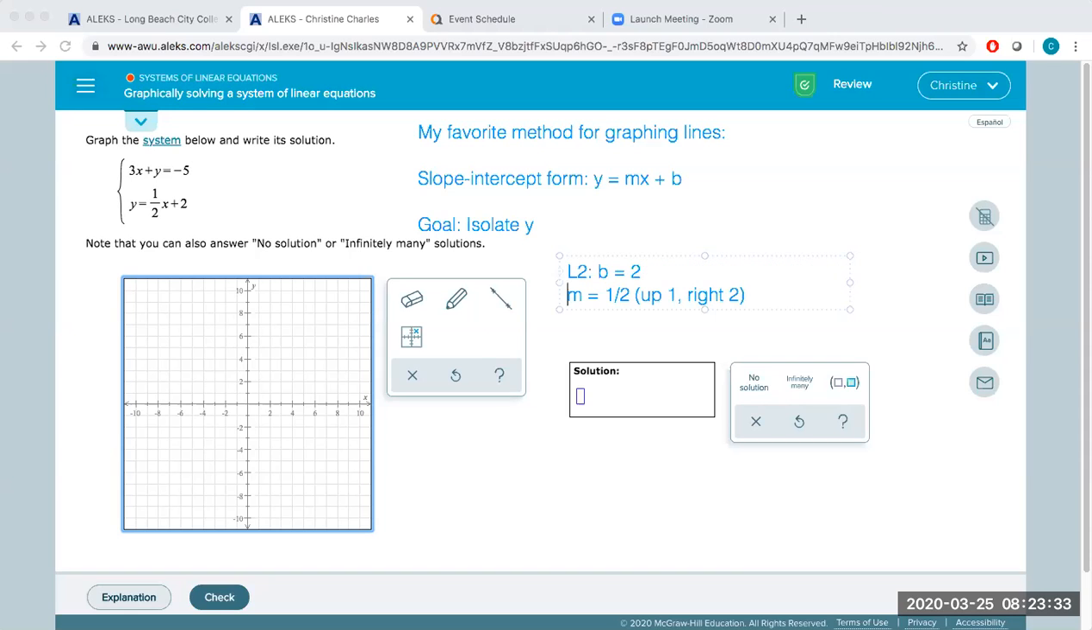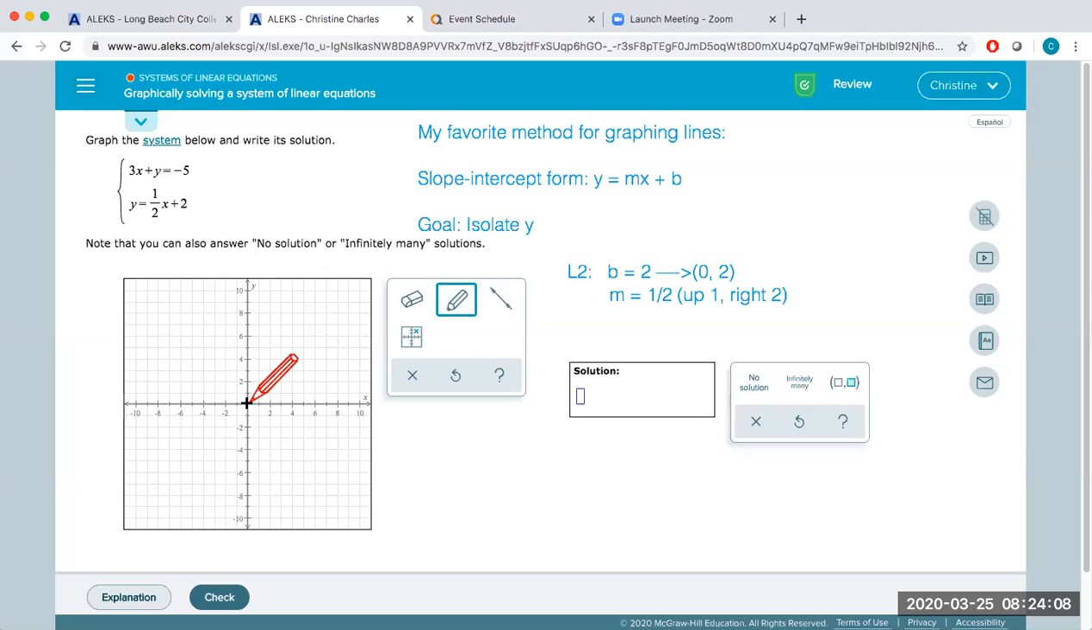For b, let's actually separate these to be a little bit nicer. For b, remember, that's your y value for the y-intercept. So that's located when x is equal to 0 and y is equal to whatever b is. So let's go ahead and close that out for a moment, and then we will graph.